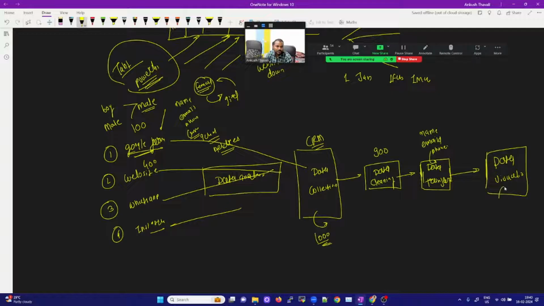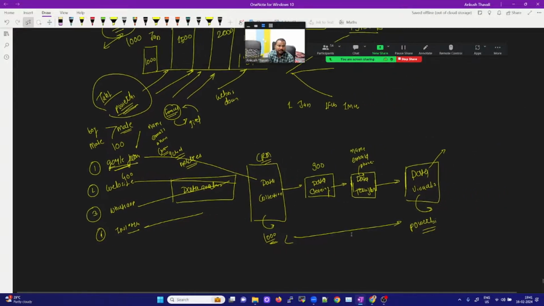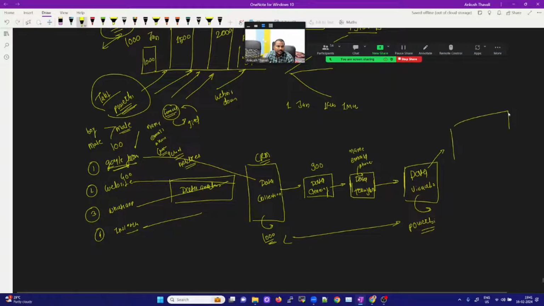So when you want to do the data visualization, for that you are going to use a tool called Power BI, and all in the last. Tableau, Power BI, Tableau you can use, Power BI you can use, whatever you want. Once you see the data in the form of data visualization, after that this predictive analysis will start. The last step will be predictive analysis.